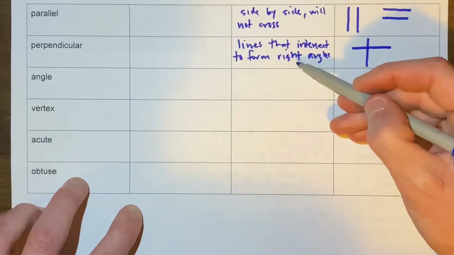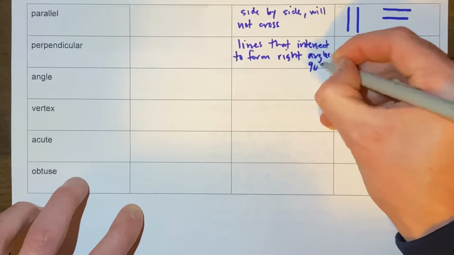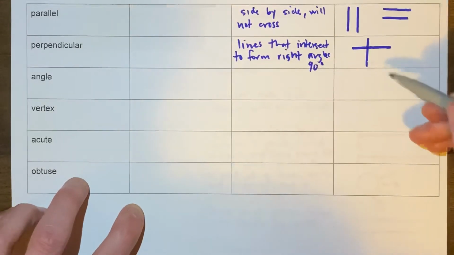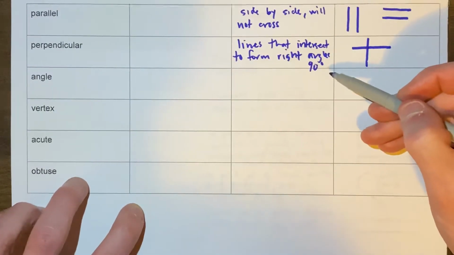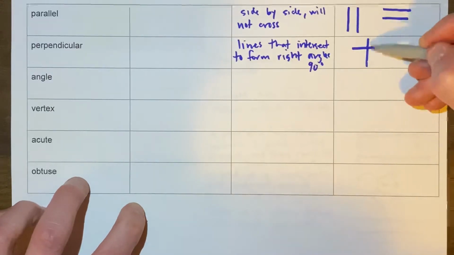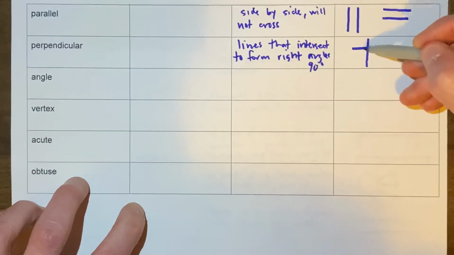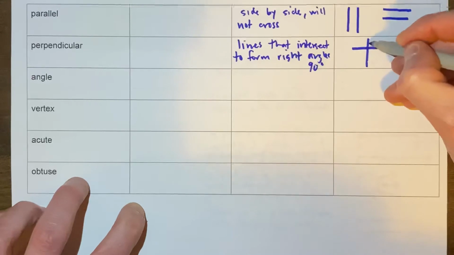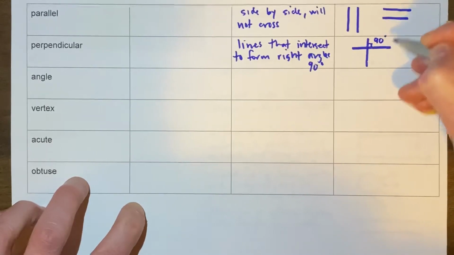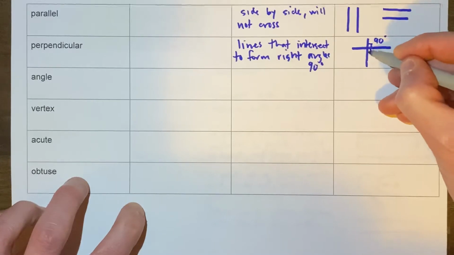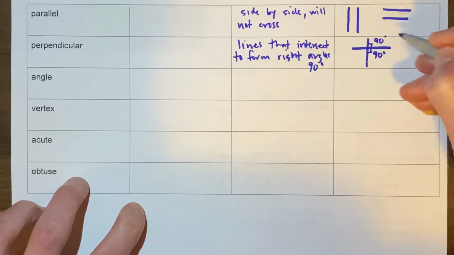Now, when we talk about a right angle, we're talking about 90 degrees. Think of the perfect intersection in the neighborhood. If you came up, there would be a four-way stop sign here. Right here, this is perpendicular because this is 90 degrees. This is a right angle, perpendicular, 90 degrees.